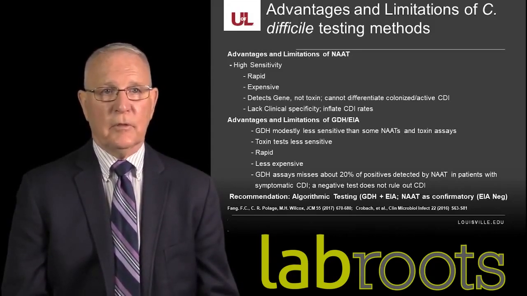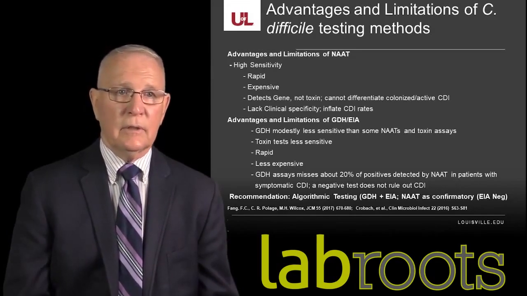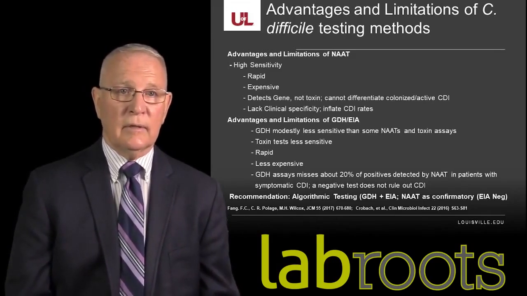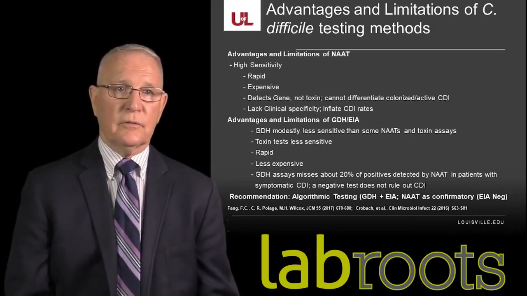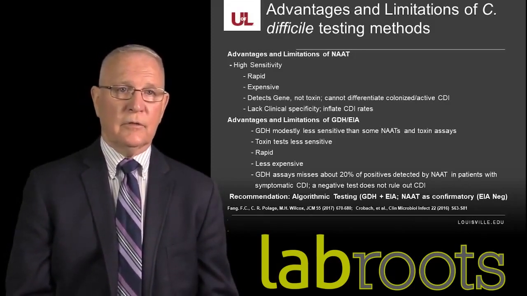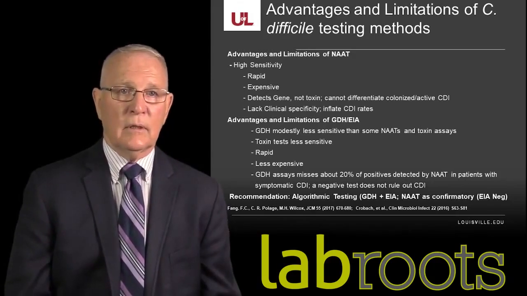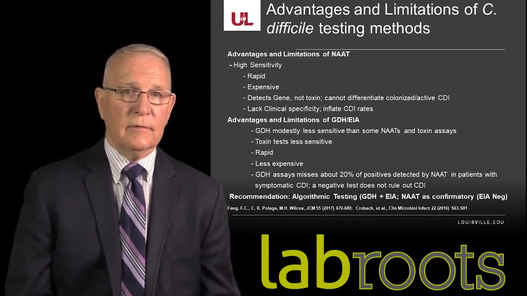So as I said, the GDH misses approximately 20% of the positives that are actually detected by the nucleic acid test, even in patients with symptomatic CDI. But a negative test, remember, does not rule out Clostridium difficile infection. So our recommendation is algorithmic testing involving the two-step GDH, enzyme immunoassay, and using molecular testing or NAT as a confirmatory in those cases where the EIA is negative. We find it to be very helpful.